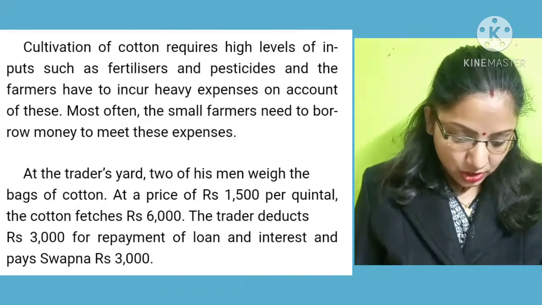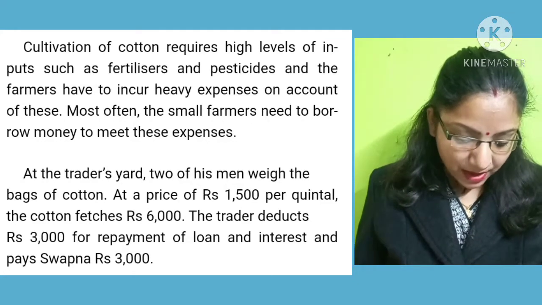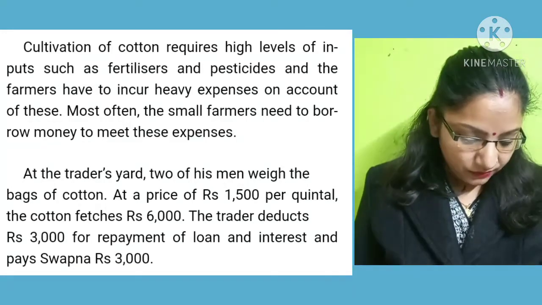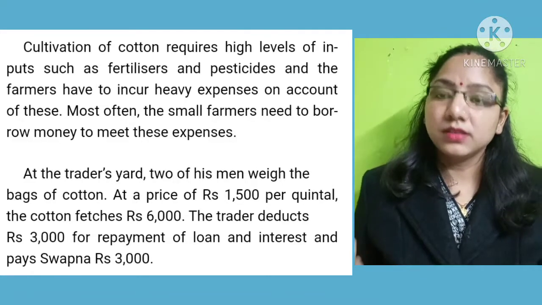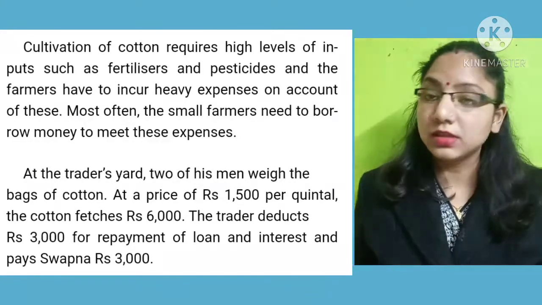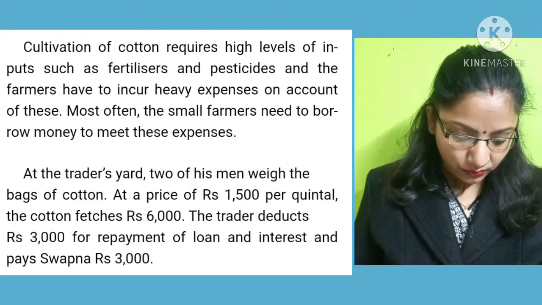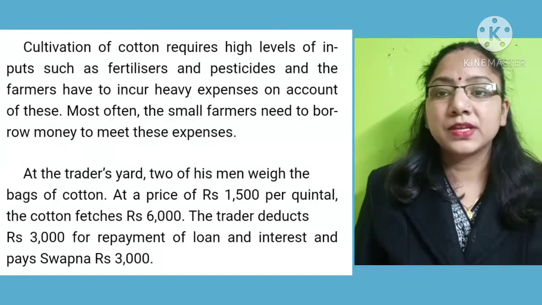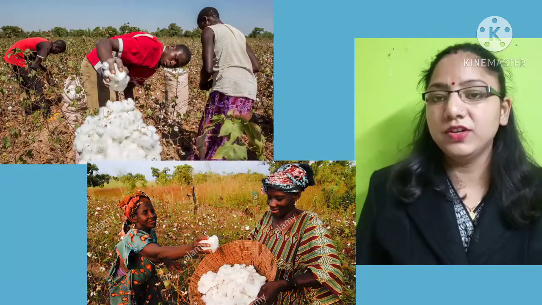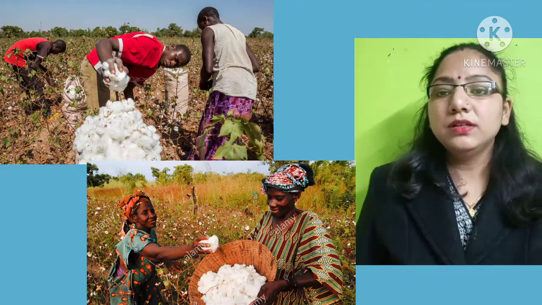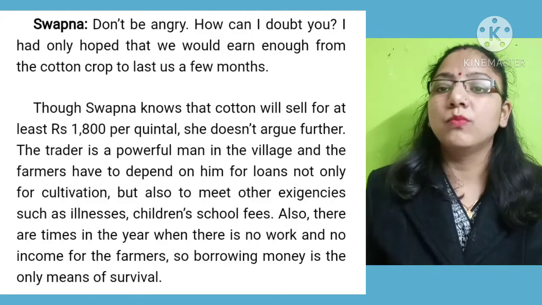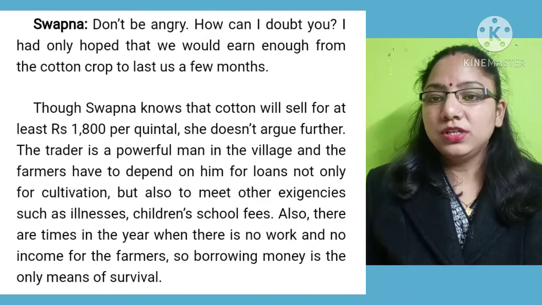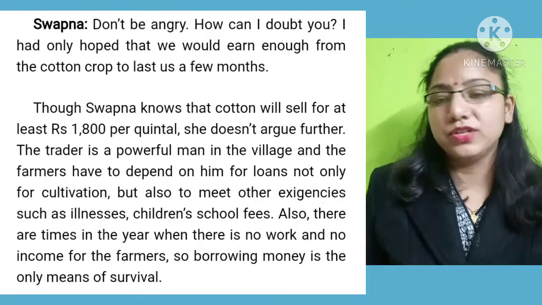At the trader's yard, two of his men weighed the bags of cotton at a price of rupees 1500 per quintal. The cotton fetches rupees 6000. The trader deducts rupees 3000 for repayment of loan and interest and pays Swapna rupees 3000 only. So as she took only 2500 rupees from the trader, at last the trader deducted 500 more rupees from Swapna's total amount for the cotton, and she is getting only 3000 rupees.